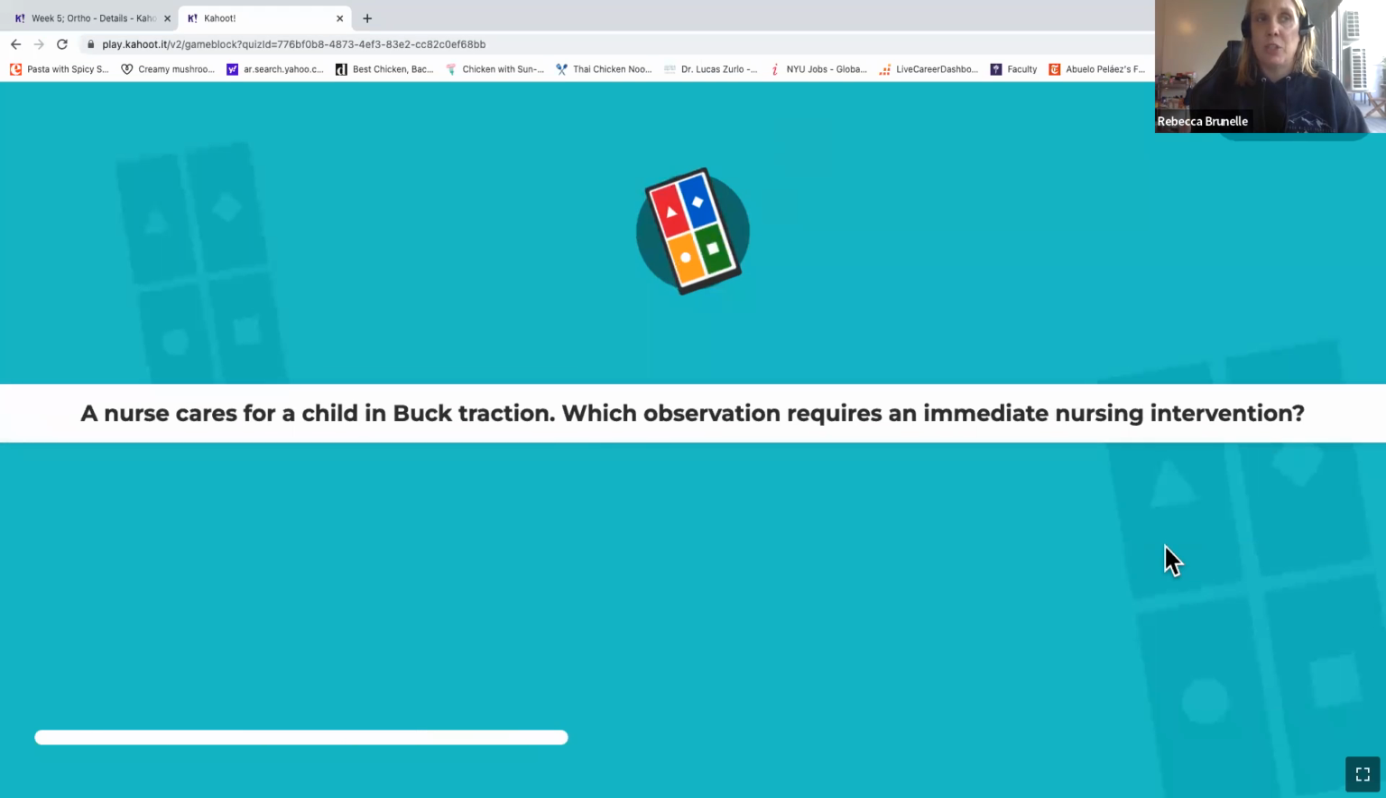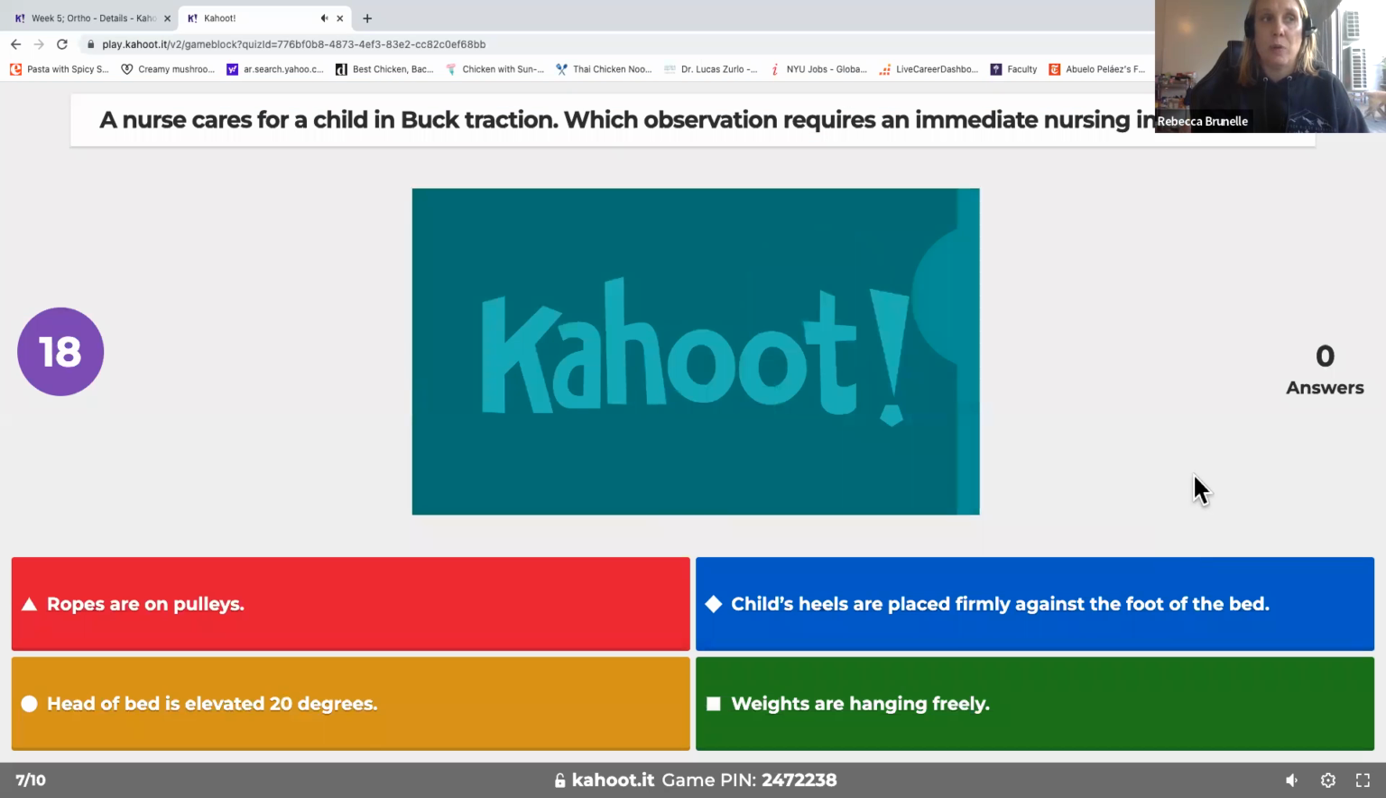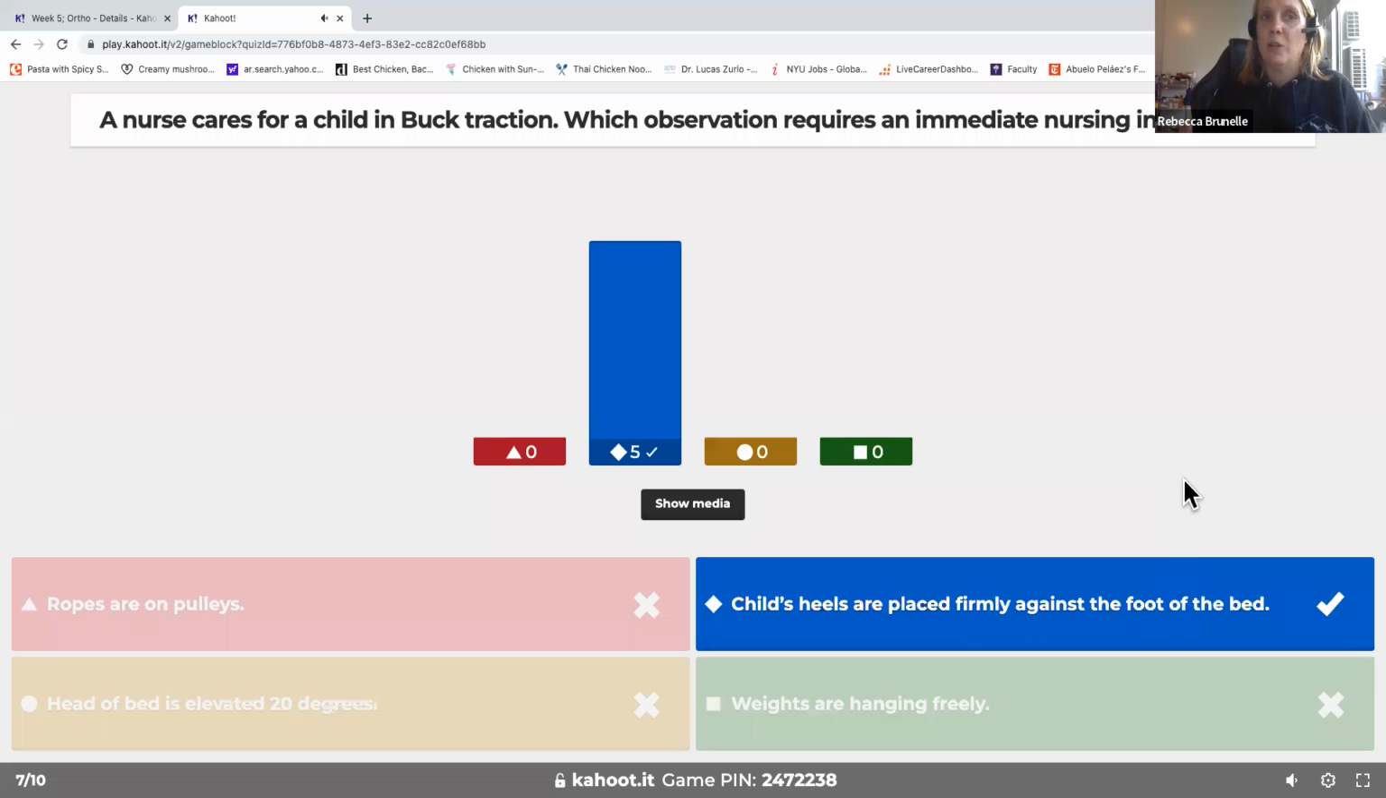A nurse cares for a child in Buck's traction. Which observation requires immediate intervention? Ropes are on pulleys, head of the bed is 20 degrees, child's heels are placed firmly against the foot of the bed, or the weights are hanging freely. Good job. Yeah, you don't want the heels resting against the foot of the bed. Nice.